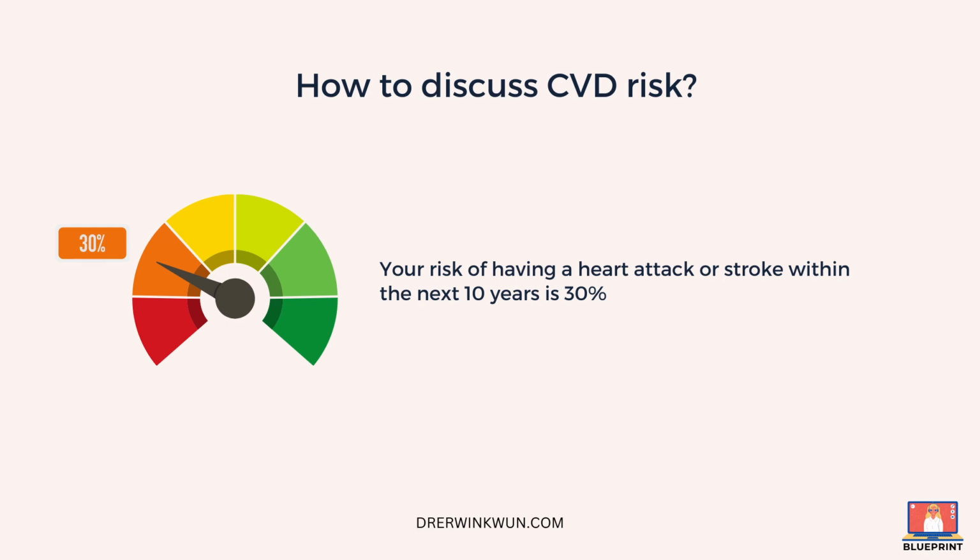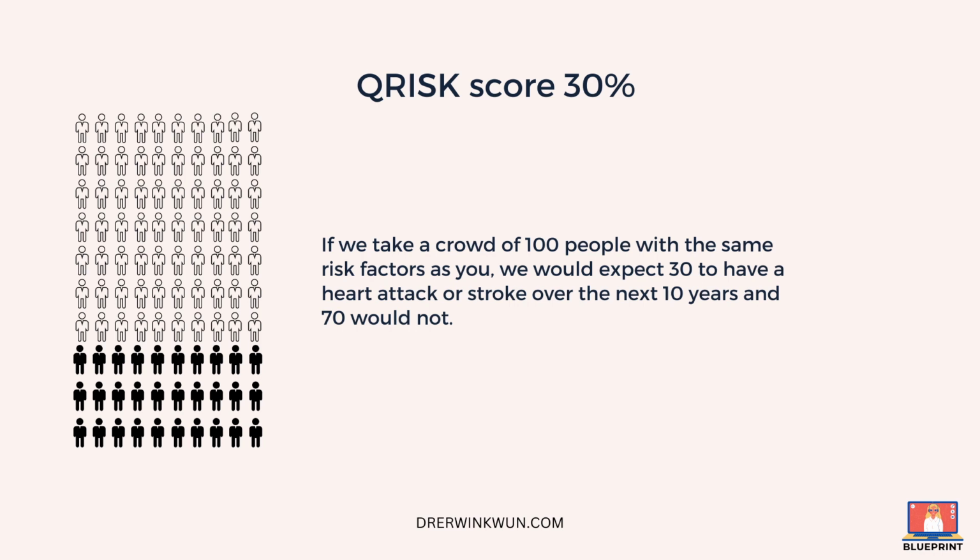So a helpful way to convey that and discuss the risk with your patient is to tell the patient, if we take a crowd of 100 people with the same risk factors as you, we would expect 30 to have a heart attack or stroke over the next 10 years, and 70 would not. By having these numbers instead of percentages, it's more helpful for the patient to understand how this risk applies to them. That risk of a patient developing a cardiovascular disease over the next 10 years.